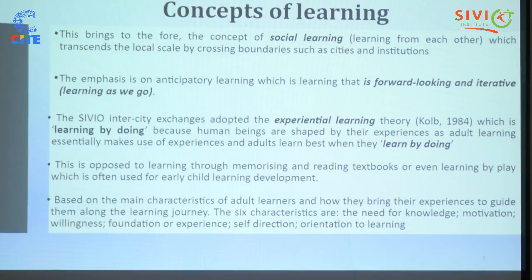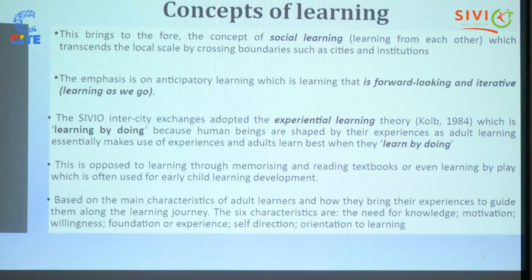So just to give a little bit of context there. So what it led us to is the use of different concepts of learning. And I will just run down the bullet points there. And one of the concepts that we concentrated on is what we call social learning. Basically learning from each other. Some people call it peer-to-peer learning. Why? Because this has the ability to transcend or to cross local scales. In our case, we were talking about different cities, different institutions, and so forth, different cultures, and so forth and so on.